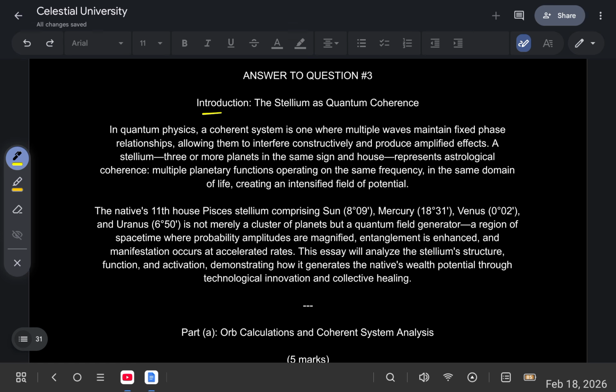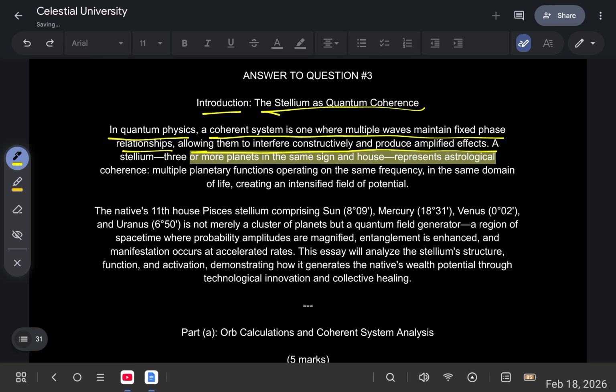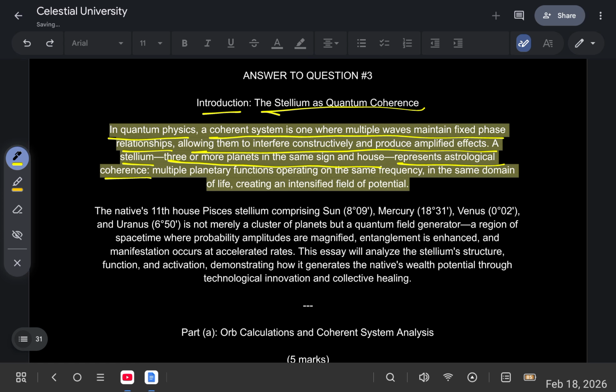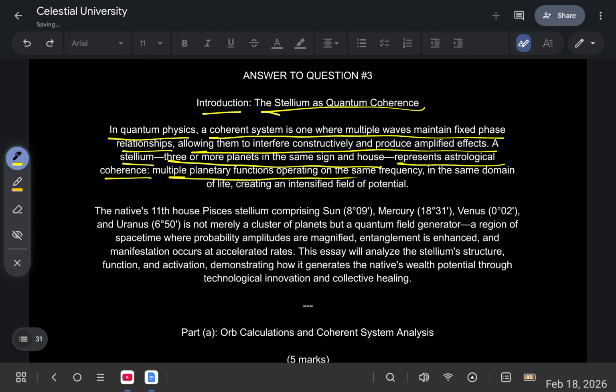First, let's introduce the stellium as quantum coherence. In quantum physics, a coherent system is one where multiple waves maintain fixed phase relationships, allowing them to interfere constructively and produce amplified effects. A stellium, which is 3 or more planets in the same sign and house, represents astrological coherence. Multiple planetary functions operating on the same frequency in the same domain of life, creating an intensified field of potential.